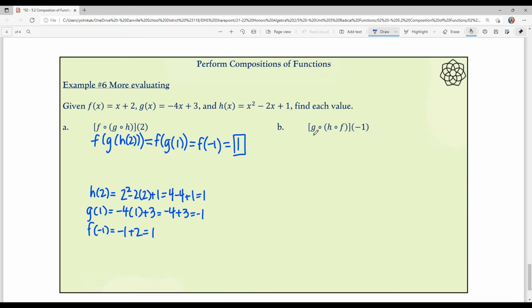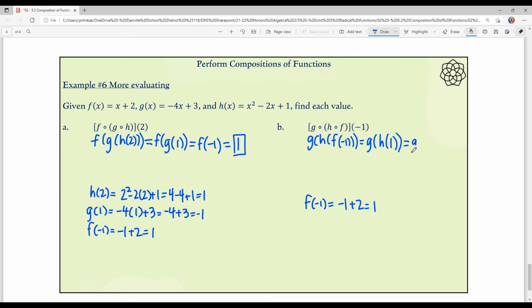All right, last question. G circle H circle F of negative 1. So that's like doing G of H of F of negative 1. Well, I'm going to leave the G alone, I'm going to leave the H alone, and I'm going to find F of negative 1. So go to the F function and substitute in negative 1. So negative 1 plus 2, that's 1.